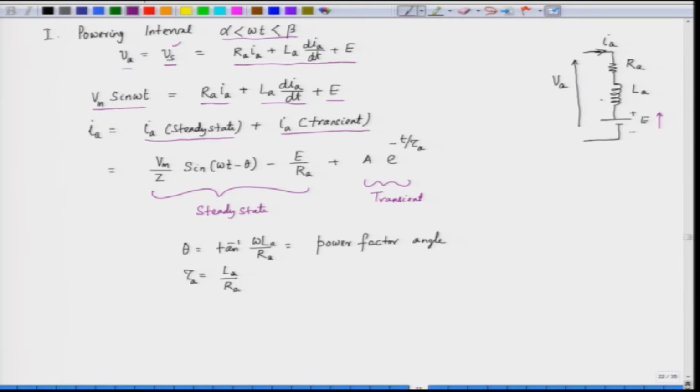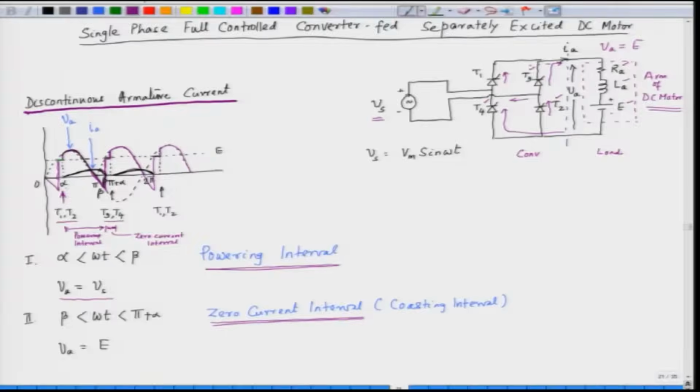So, this is the steady state component, and we also have a transient component. The transient component is A exponential minus t by tau A, where tau A is the time constant of the circuit. Now, why does a transient component come into play? Because here the triggering angle is changing. We can change the triggering angle. The alpha is variable here.